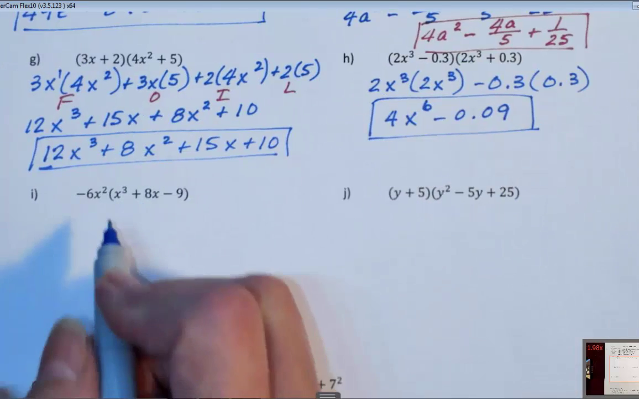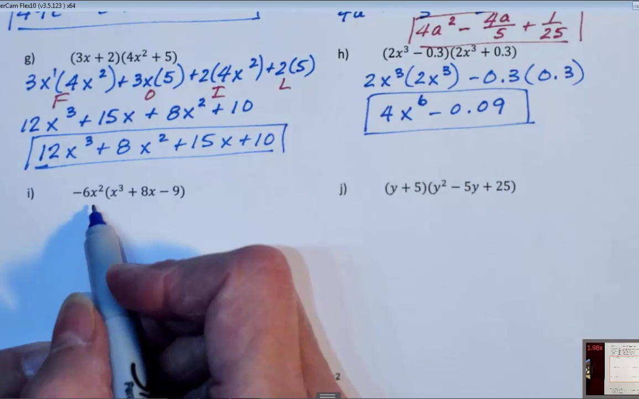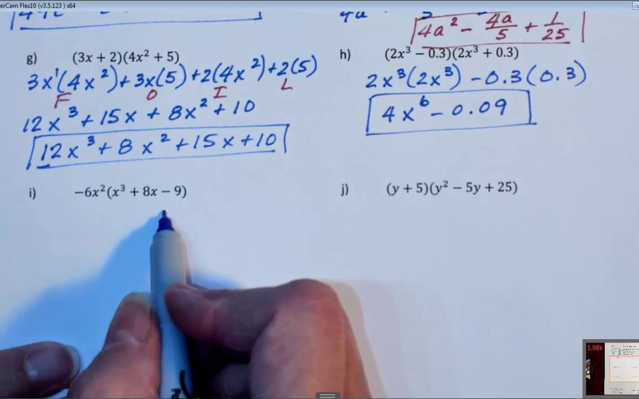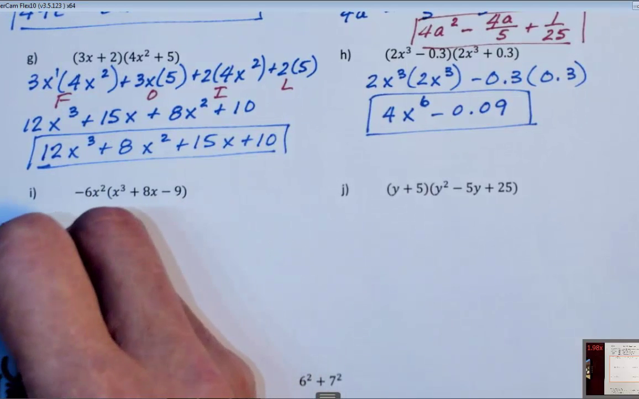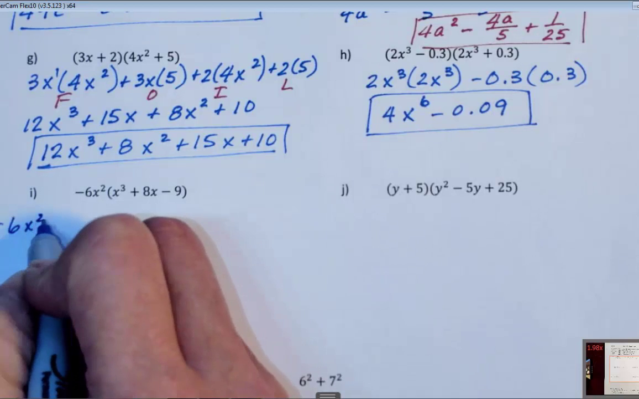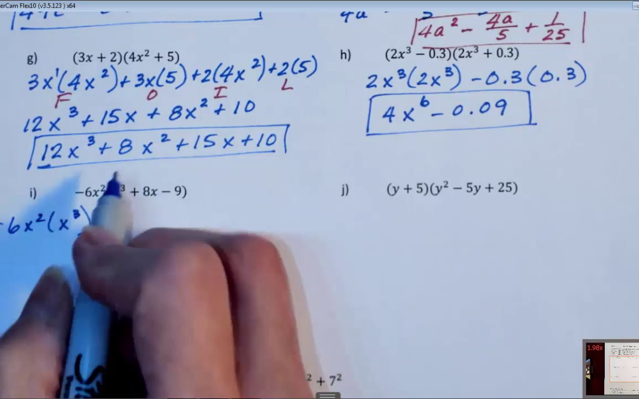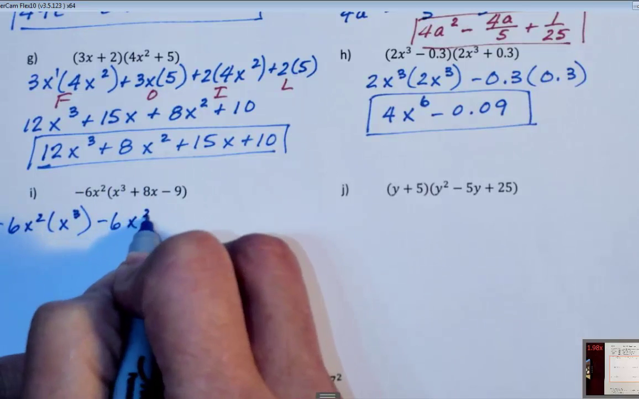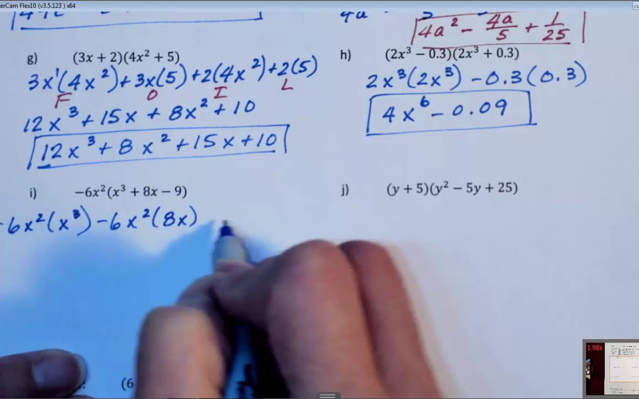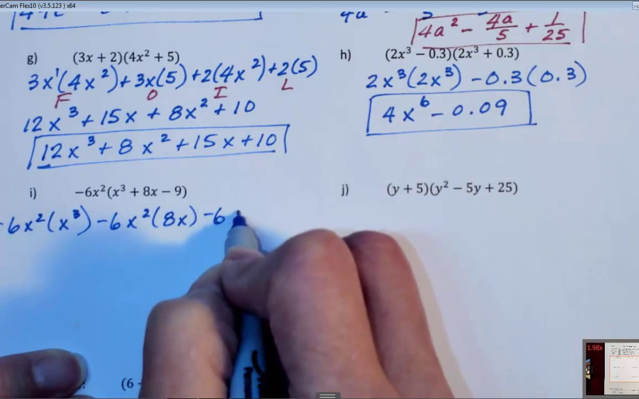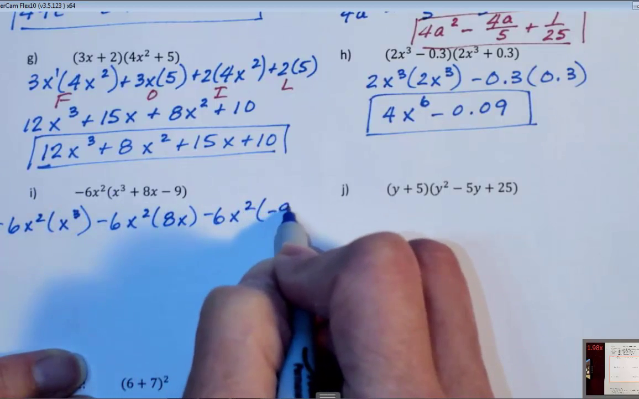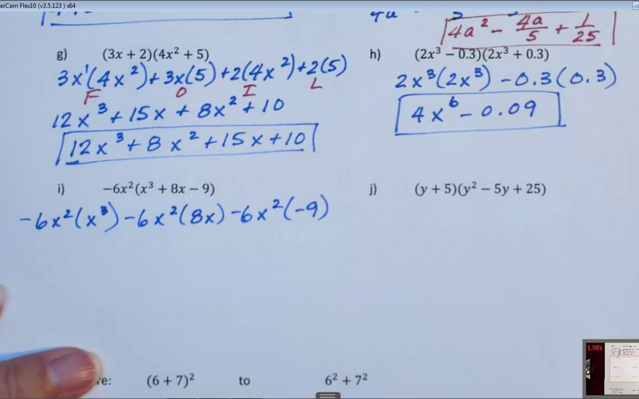Okay, down here we have negative 6x squared, and we're just going to use our distributive property. So we're going to have negative 6x squared, and we're going to multiply times x to the third, and we're going to distribute. We're going to have a negative 6x squared times 8x. Then we're going to have a negative 6x squared times a negative 9. I'm just writing it out so you understand the distribution.